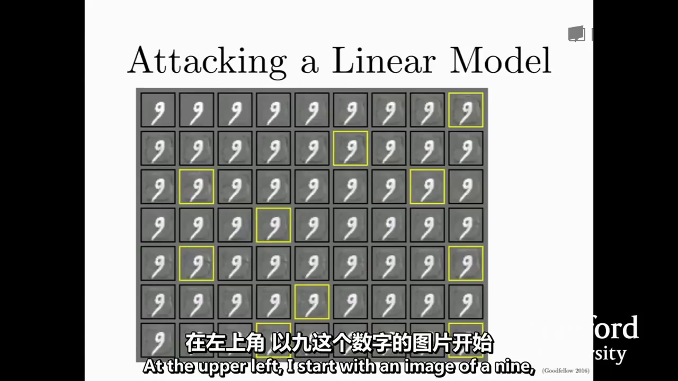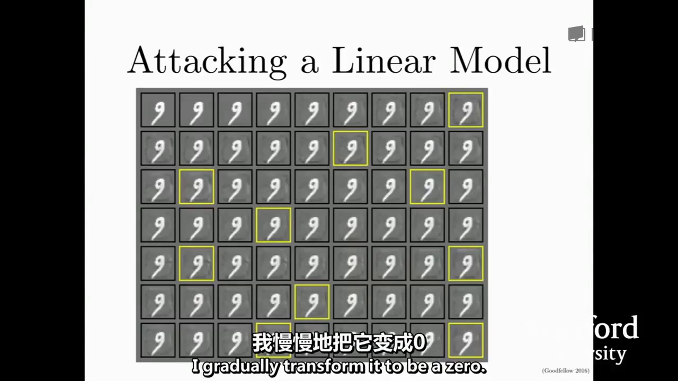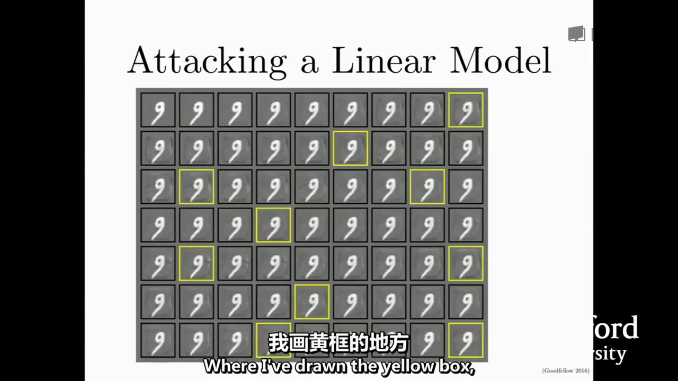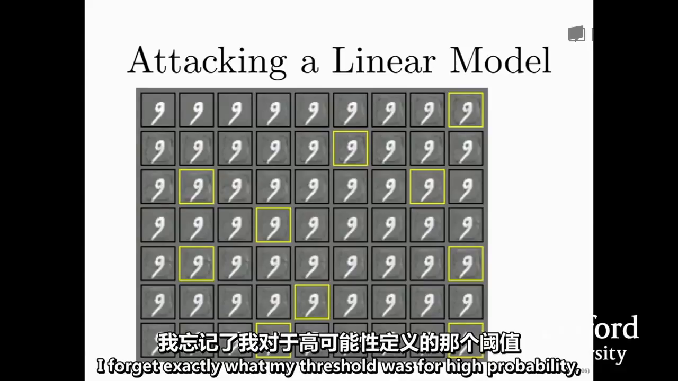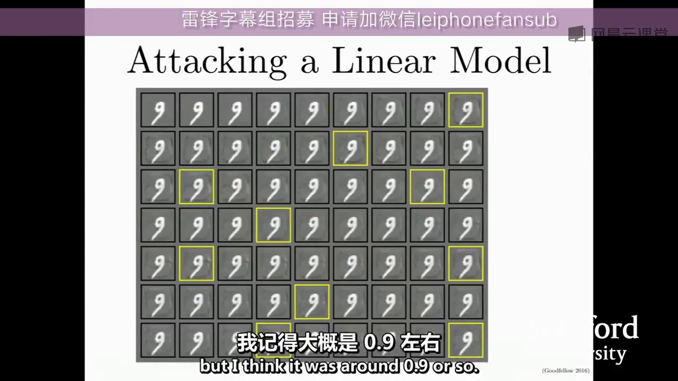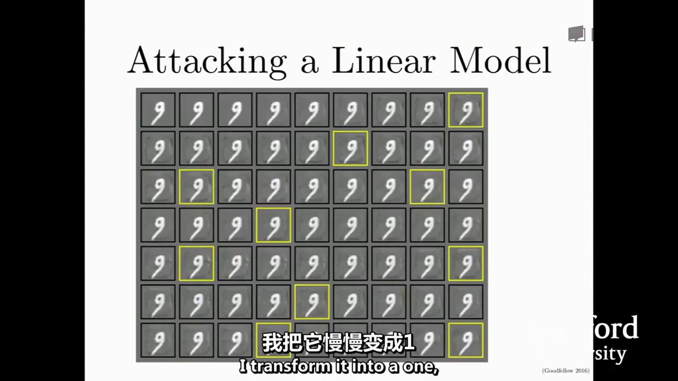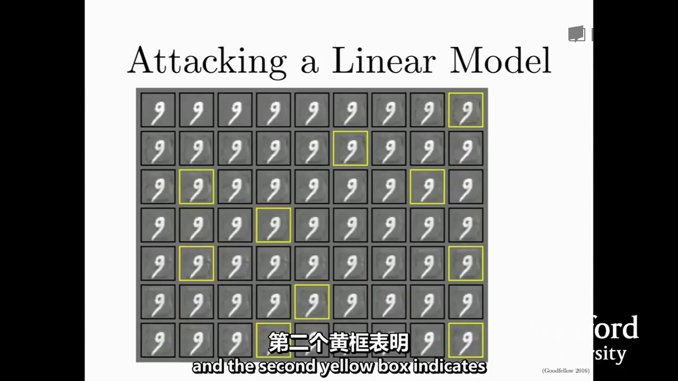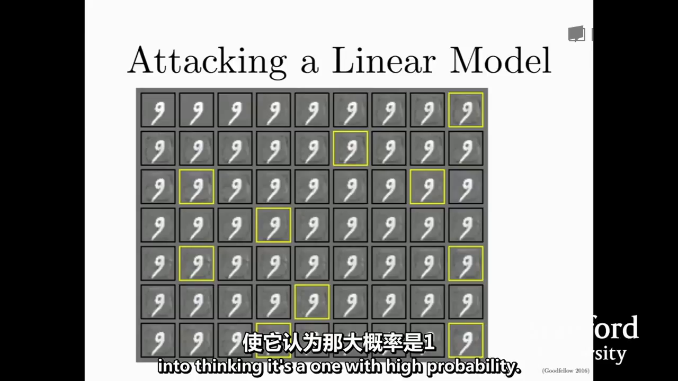At the upper left, I start with an image of a 9, and then as we move left to right, top to bottom, I gradually transform it to be a 0. Where I've drawn the yellow box, the model assigns high probability to it being a 0. I forget exactly what my threshold was for high probability, but I think it was around 0.9 or so. Then as we move to the second row, I transform it into a 1, and the second yellow box indicates where we've successfully fooled the model into thinking it's a 1 with high probability.